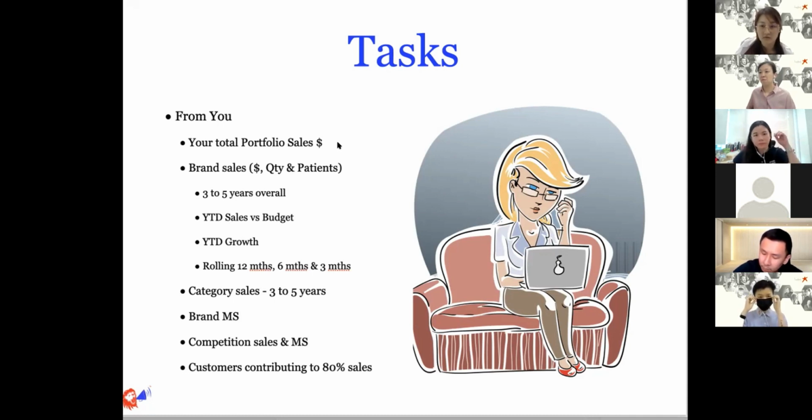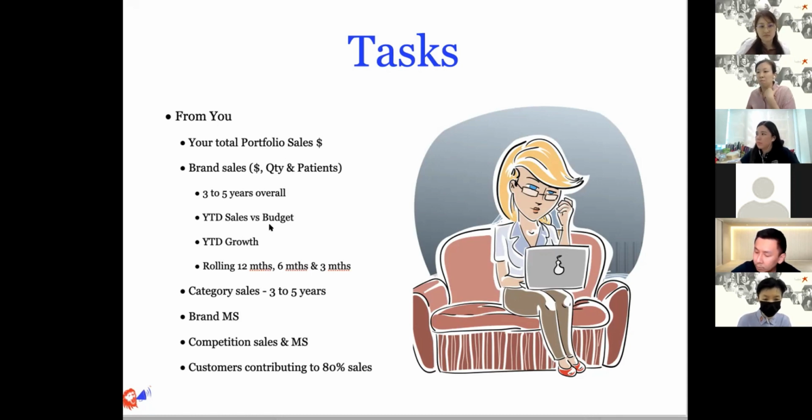Remember, we talked about quantity as well just now. You know, the different SKUs, and then you also need to break it down into patients. That's essential, the patients part. So that is very important. You need to have the patients part. So total portfolio means you're adding up everything together, and then you look at it by brand.